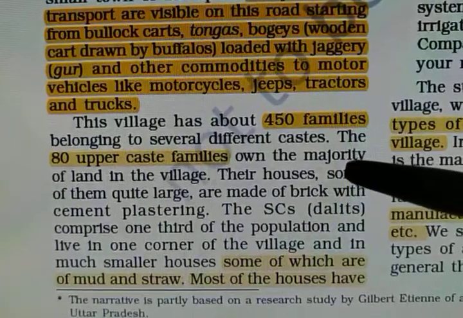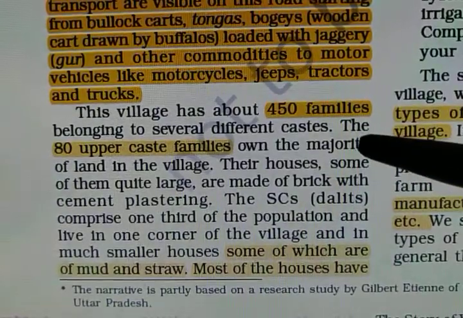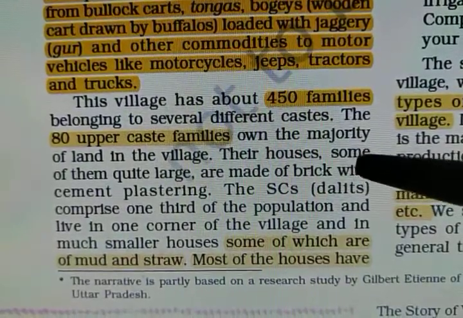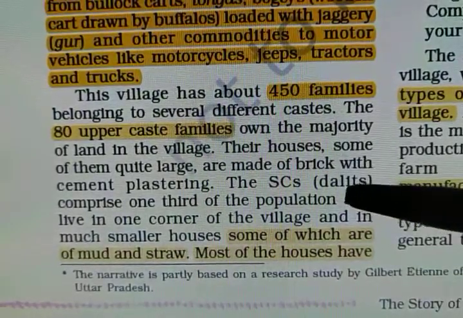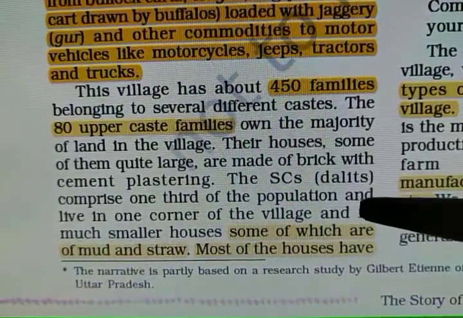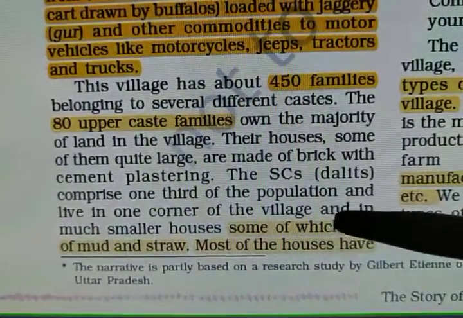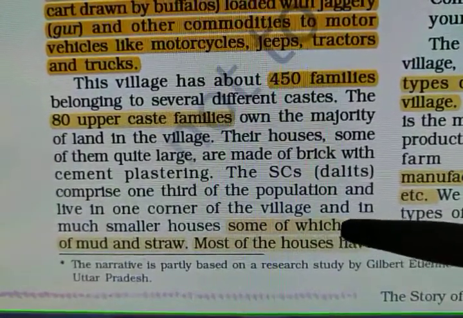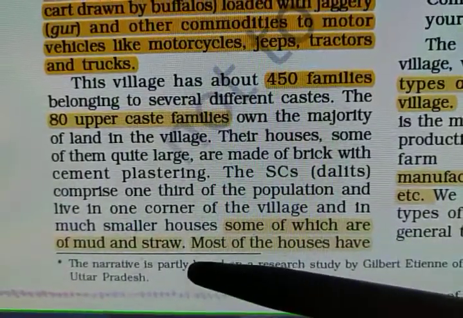450 families belonging to several different castes are living here. Among these 450 families, 80 upper caste families own the majority of land in the village. Some of their houses are quite large and made of brick with cement plastering. But the lower caste, the Dalits, comprise one-third of the population and live in one corner of the village in much smaller houses, some of which are mud and straw.